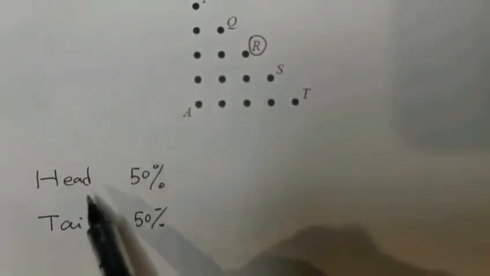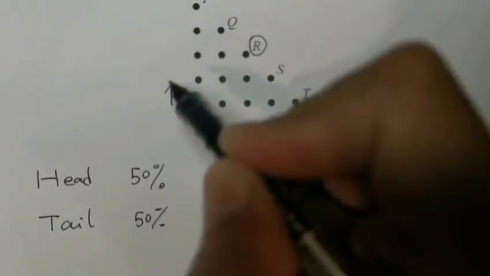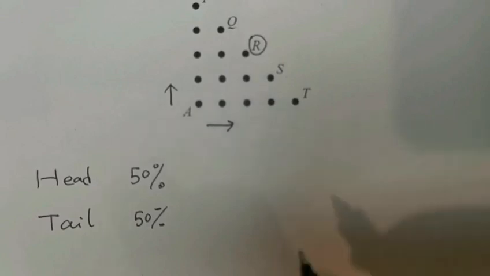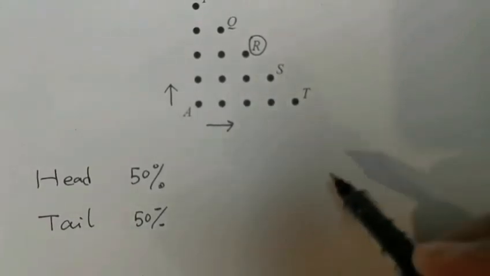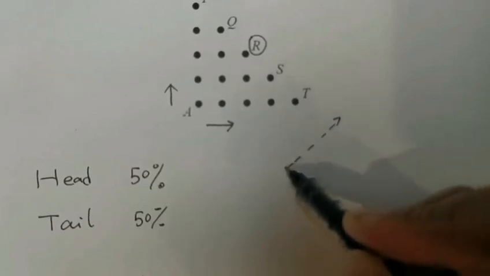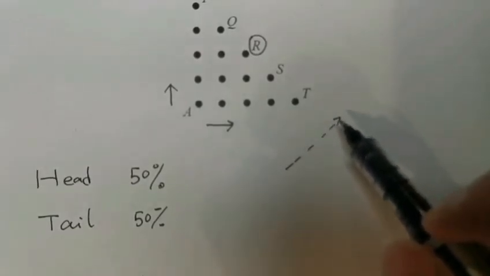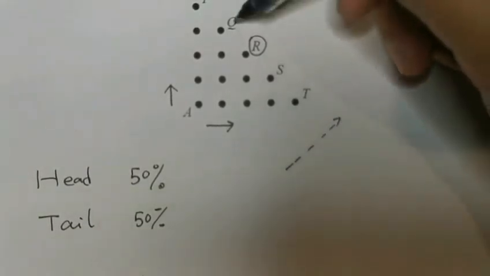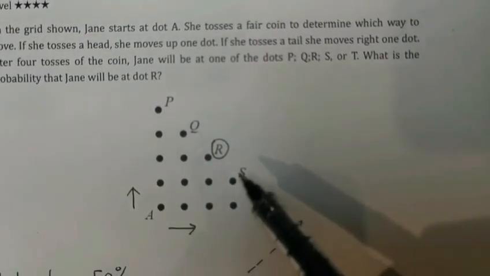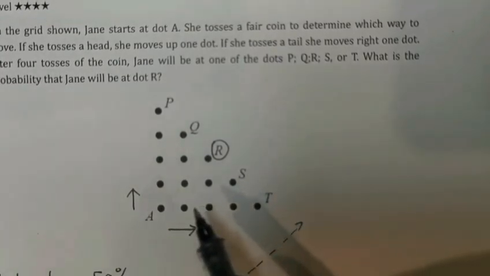So when Jane tosses head, she moves up in this direction. When she tosses tail, she moves right in this direction. Through this, we can see that Jane is generally moving right or up. So that's why after several tosses, she will be at one of these dots, P, Q, R, S, T. For this problem, as I just said, we need to find the events and also find the total event space.